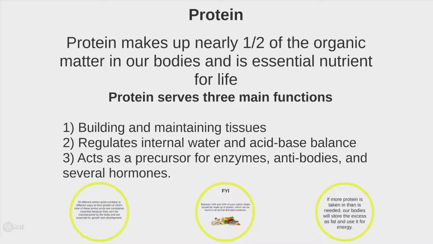Protein makes up nearly 1/2 of the organic matter in our bodies and is an essential nutrient for life. In addition, protein also serves three main functions. The first is building and maintaining tissue. The second is regulating internal water and acid-base balance. And lastly, it acts as a precursor for enzymes, antibodies, and several other hormones.